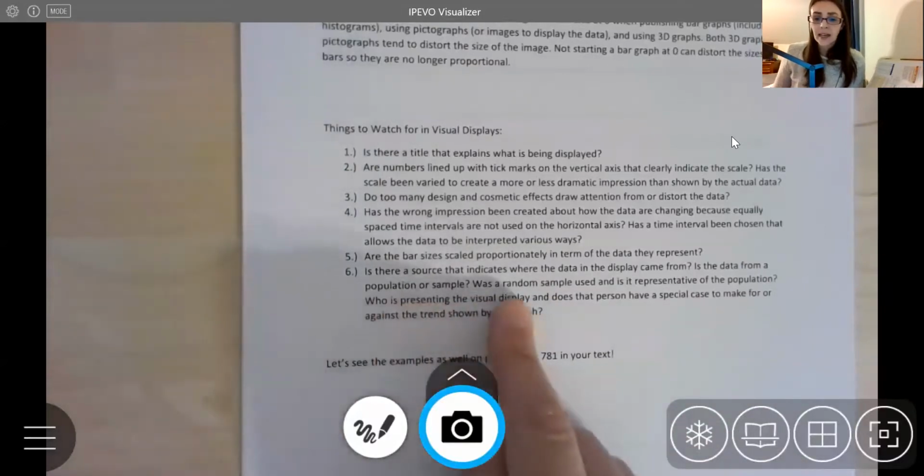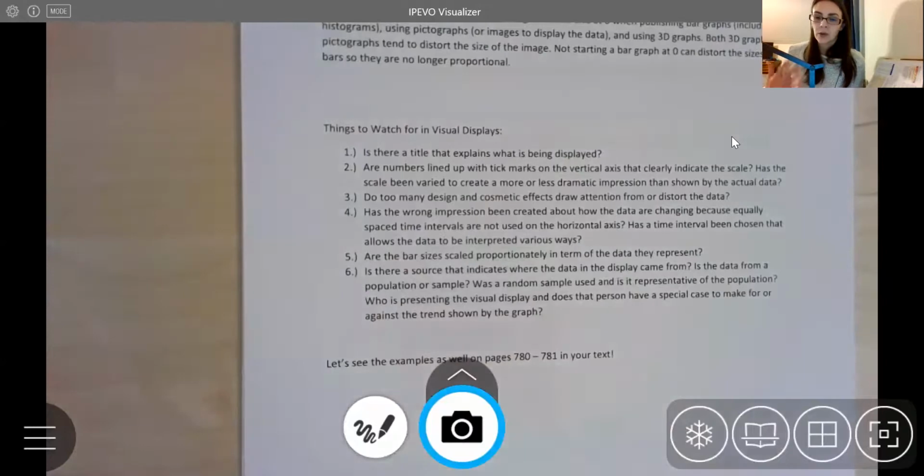Who was presenting the data? Does the person have a special case to make for or against the trend? So could there be bias by the person creating the data, creating the graph, so that the data looks one way when really it's not as big of a change as they're showing, for instance, right?